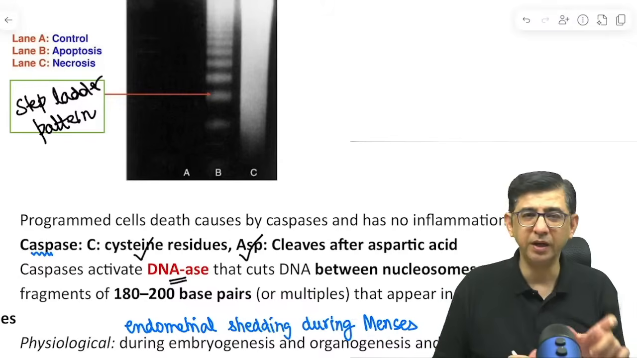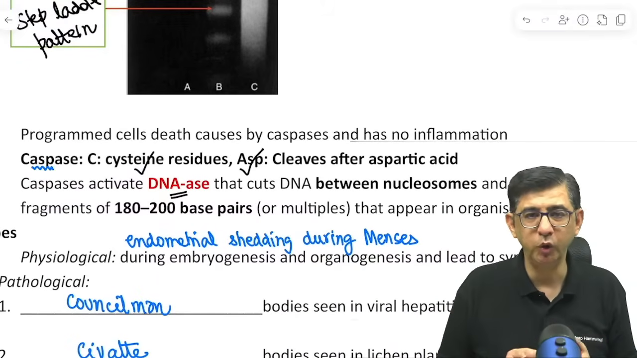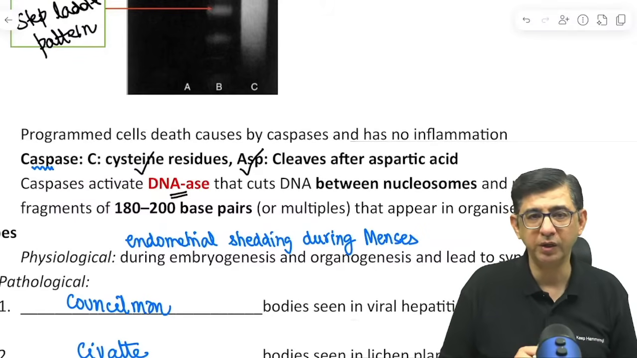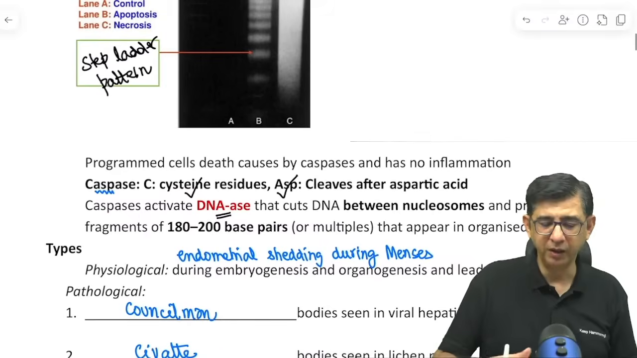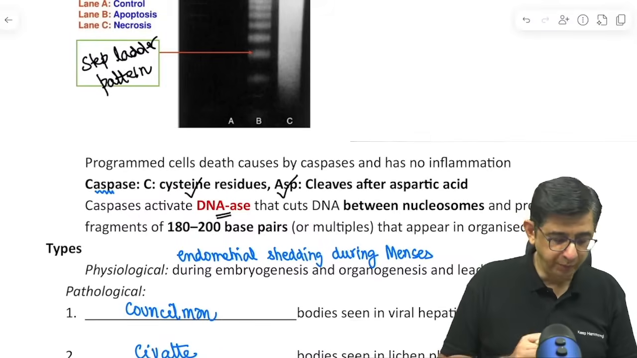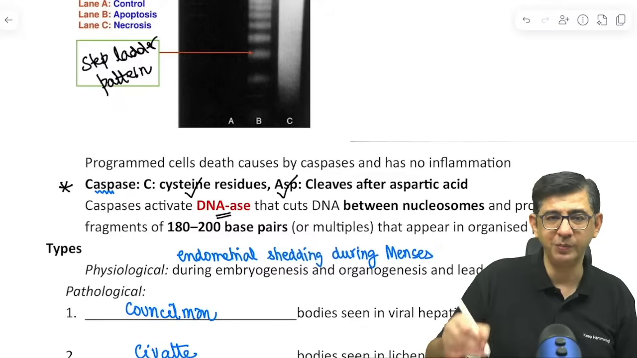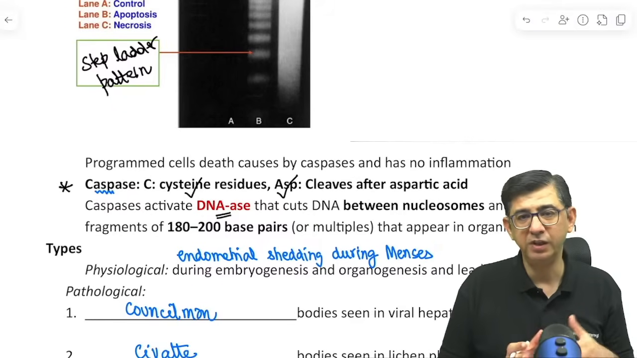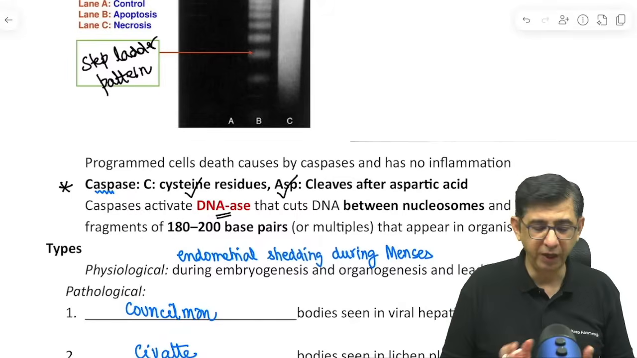और बस इतना अगर याद हो तो बाकी तो समझ में आ जाएगा कि DNase क्या करेगा, वो जो nucleosomes हैं, DNA को कट करना शुरू कर देगा 180 to 200 base pairs, and that is why it appears in an organized pattern at the moment. So the statement to be remembered would be caspases में C से हो गया cysteine as cleaving aspartic acid, and that activates DNase which will break the DNA via nucleosomes into a stepladder pattern.